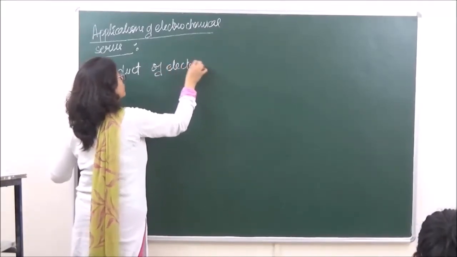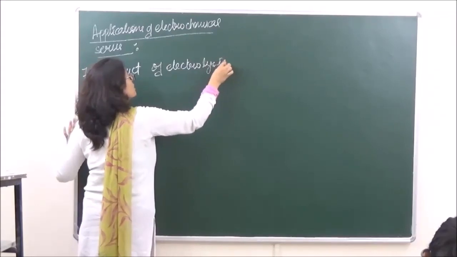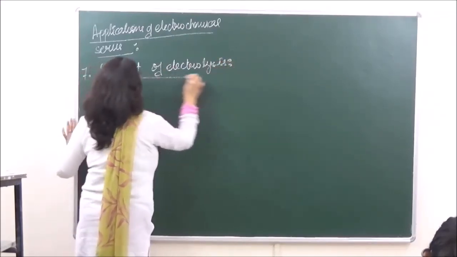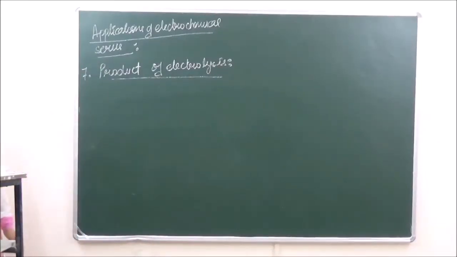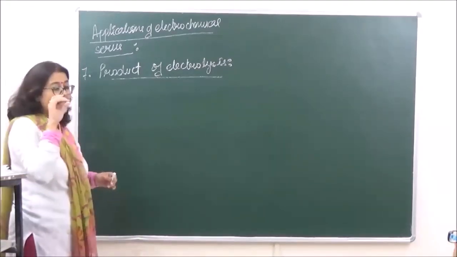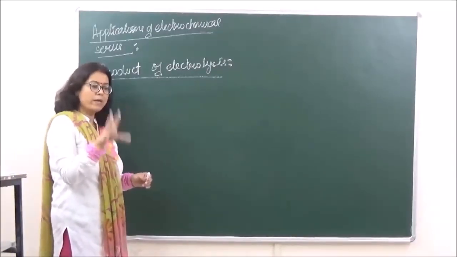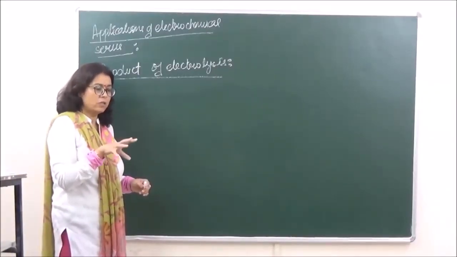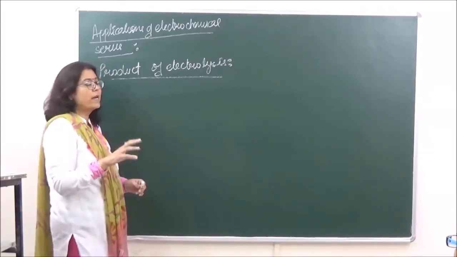In fact, this kind of question has come in your boards for the past 2-3 years. So how do we predict the product of electrolysis? Sometimes it so happens that we are taking aqueous solutions, and in that case, we are yielding 2 cations and 2 anions. This you've done in your electrolysis, right? We are yielding 2 cations or we are yielding 2 anions.